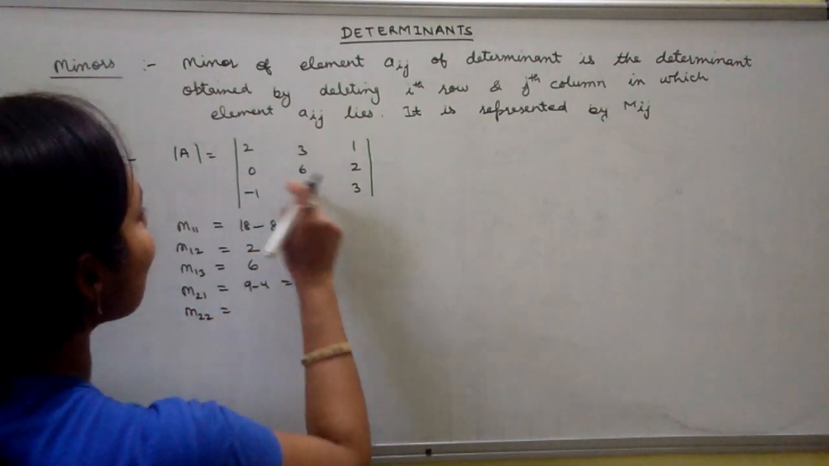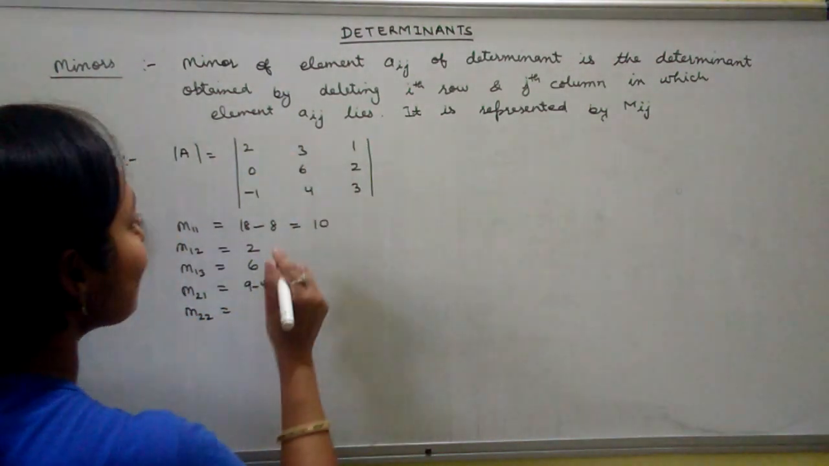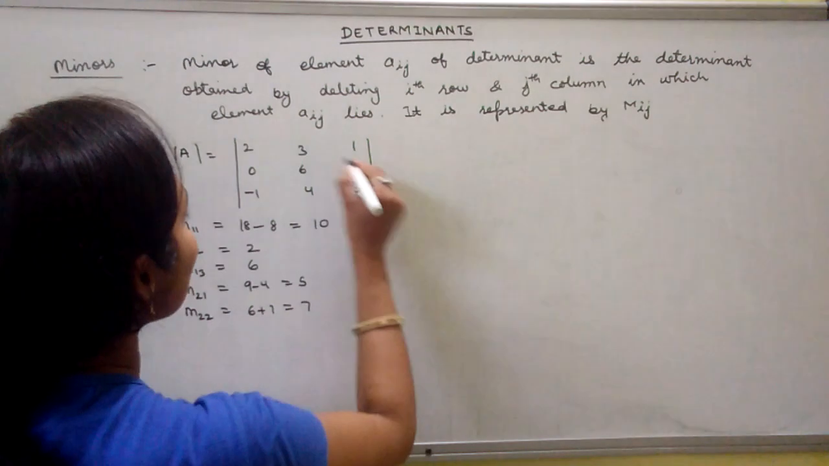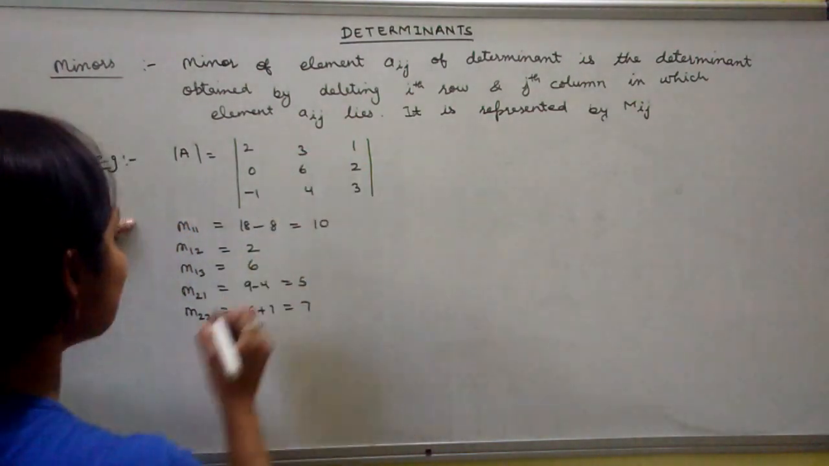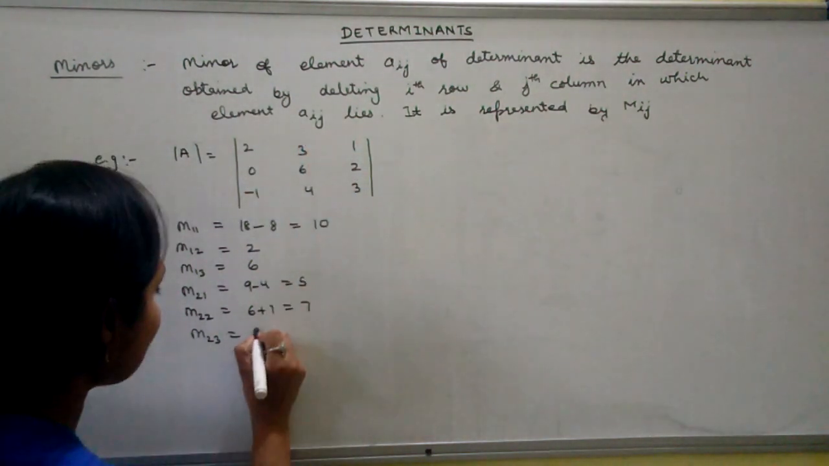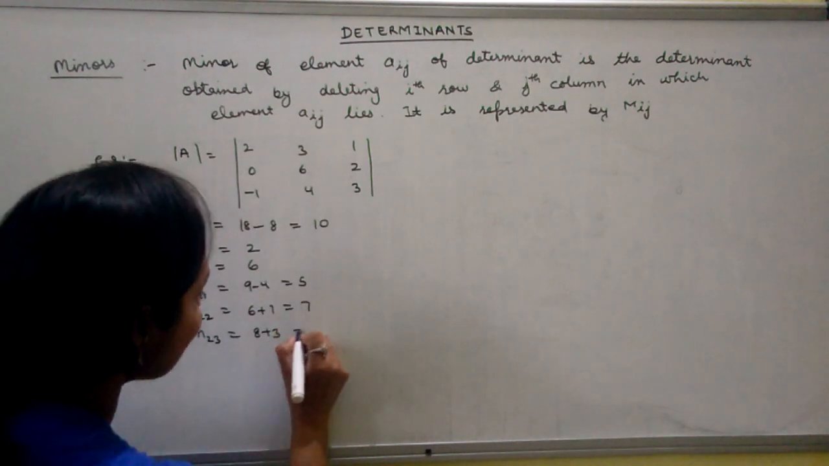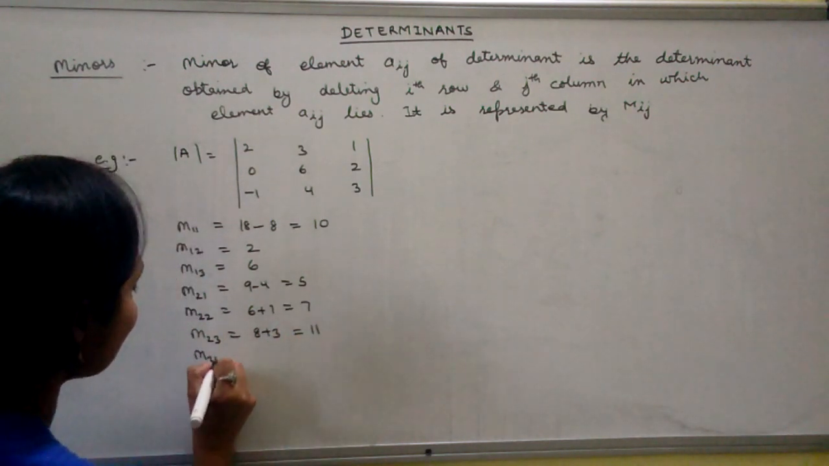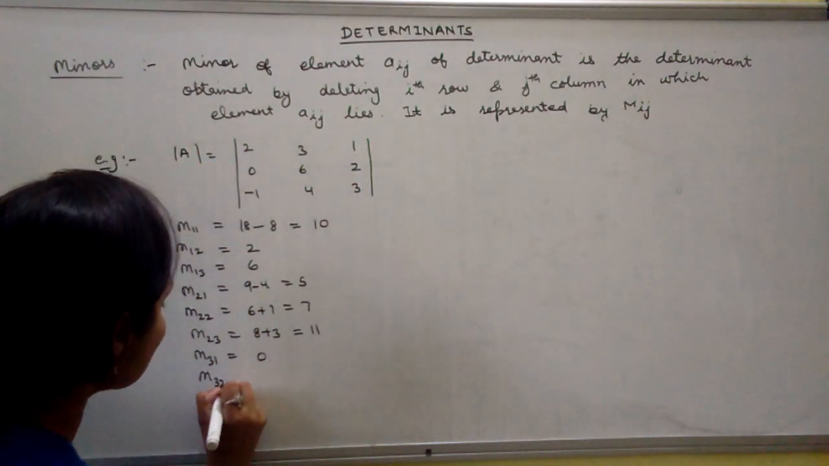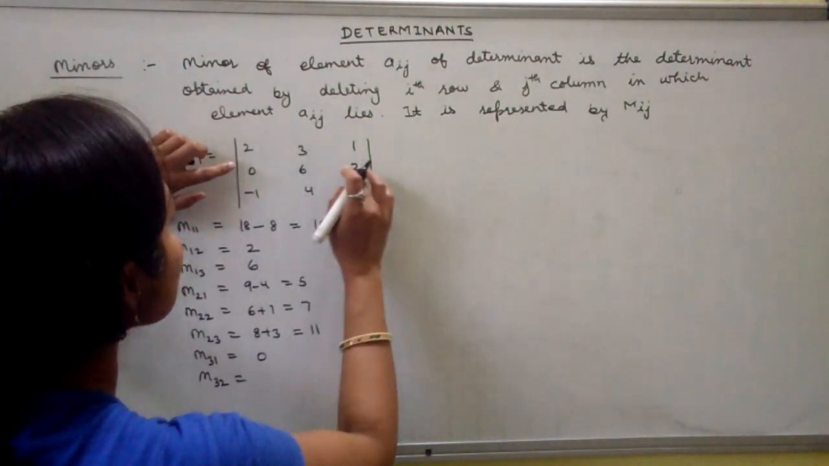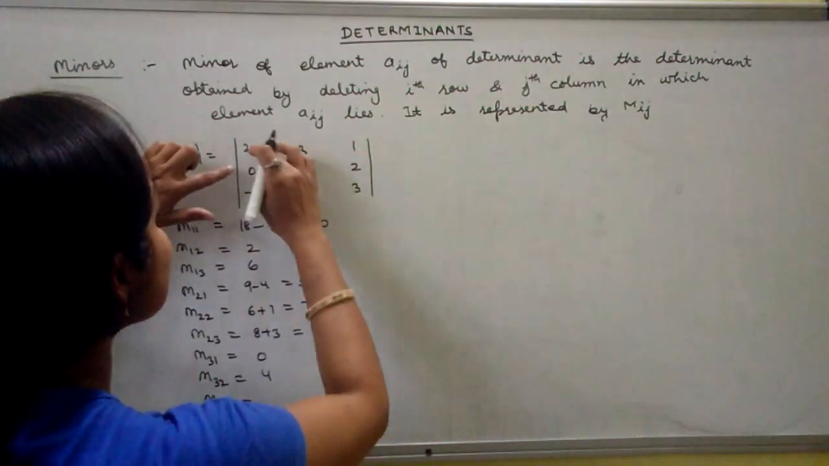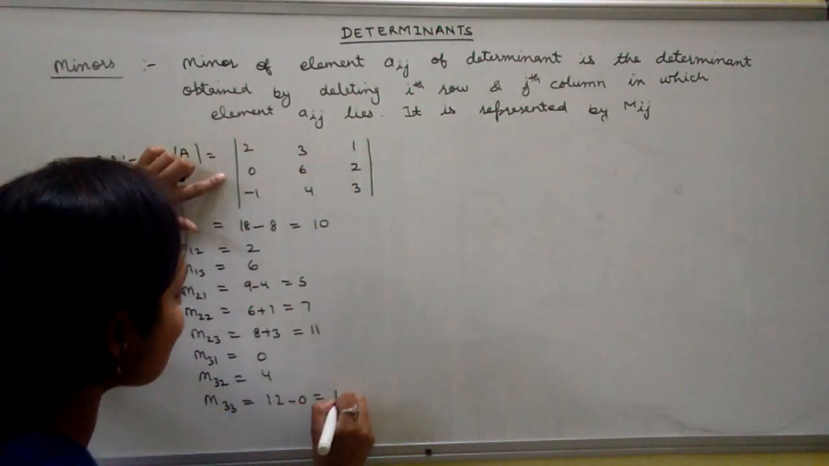M22, how can you find this row and this column? 3 2s are 6 plus 1, that is 7. M23, this row and this column. 4 2s are 8 plus 3, 8, 9, 10, 11. M31, how do we get this and this? 3 2s are 6 minus 6, that is 0. M32, this column, this row, 2 2s are 4 minus 0, that is 4. M33 will equal this and this will cancel. 6 2s are 12, minus 0 is equal to 12.